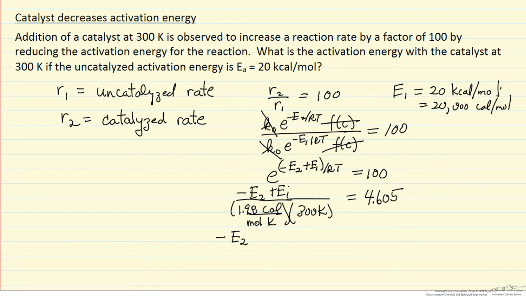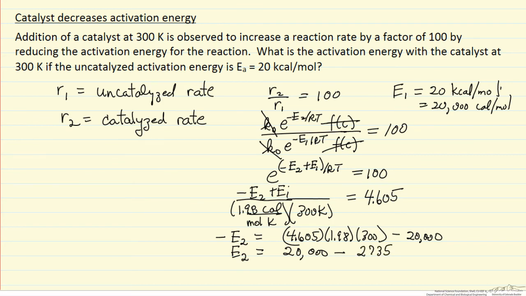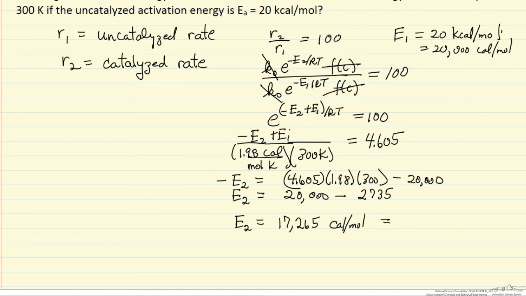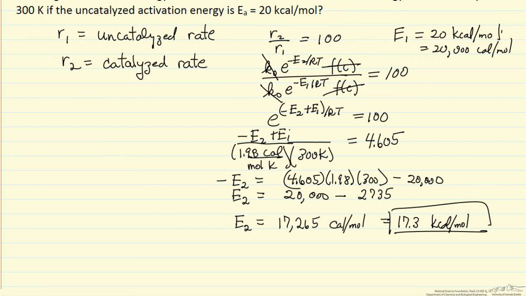Let's do it this way. It equals, and then bringing E1 to the other side, minus E1, so that's minus 20,000. Or E2 is equal to plus 20,000 minus, multiplying these numbers out, this is 2735. So we calculate E2 and I write it as kcals per mole. And then we might consider this at best two significant figures because of the accuracy of the starting data. You can see we have a lower activation energy, which results in a higher rate of reaction.